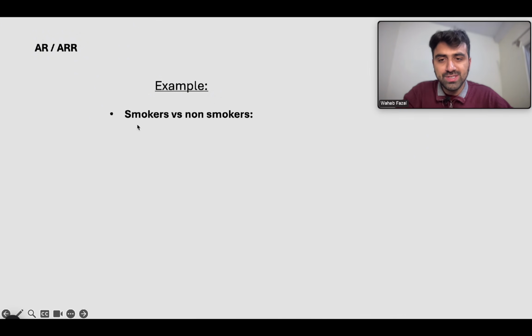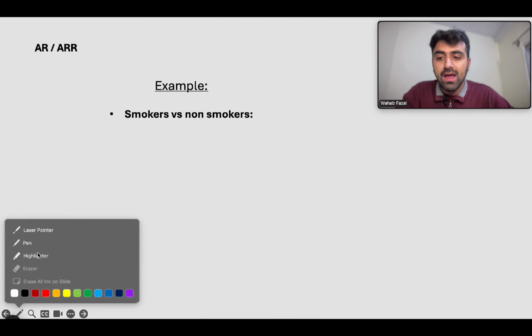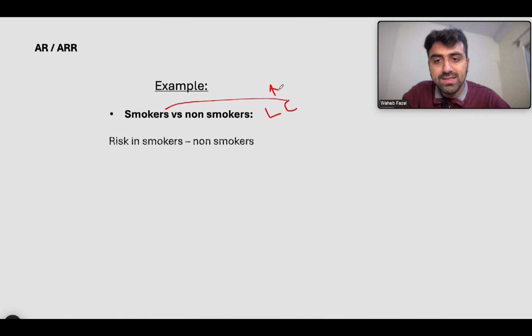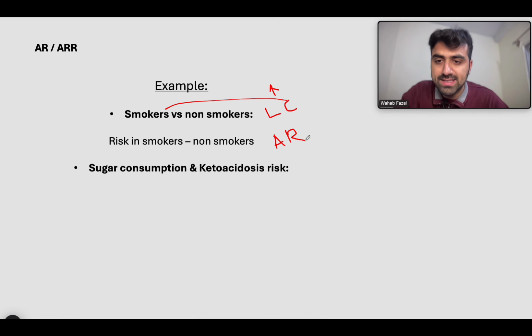So smokers versus non-smokers, which group will come first? I think the smokers should come first, because the risk in smokers for developing, let's say, lung cancer is higher. So you write lung cancer risk in smokers is higher versus non-smokers, and this will in fact be attributable risk. Let's take this next example.